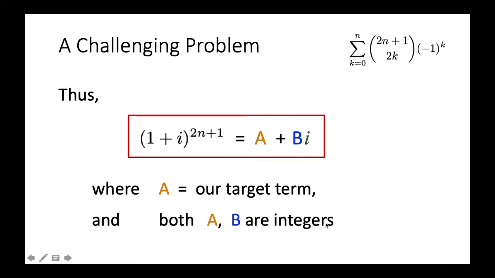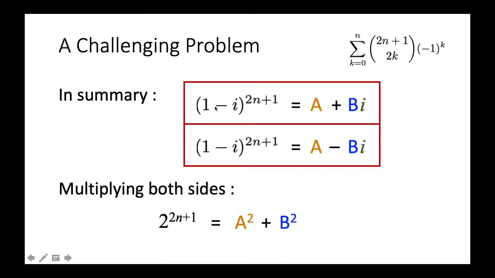Okay. Now, when we can do something like this, we can also set x to be minus i. So after setting x to be minus i, we will get this result: (1-i)^(2n+1) is equal to a minus bi, the same a as before and the same b as before. So in summary, sorry for the mistake here, we will have (1+i)^(2n+1) is equal to a plus bi, and (1-i)^(2n+1) is equal to a minus bi.